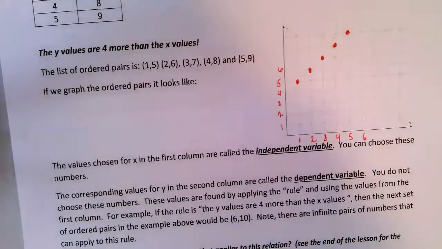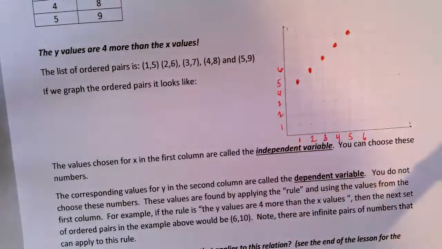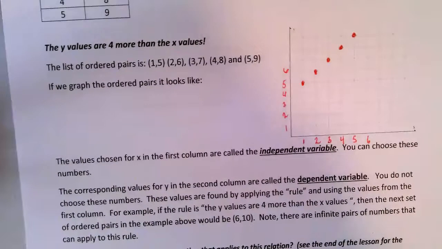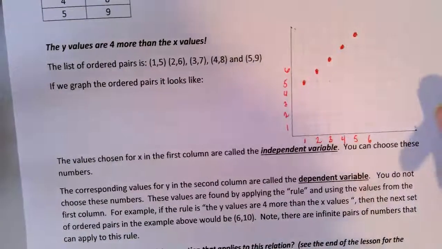So following our rule that the Y values are 4 more than the X values, the next number in our ordered pair would be 6, 10. So I increase the X value by 1 to a 6, and the Y value is 4 more. So it's the ordered pair 6, 10. There are infinite pairs of numbers that apply to this rule. So keep that in mind. There's always lots and lots of pairs. As a challenge, can you think of the equation that applies to this relation? The answer is at the end of the lesson.